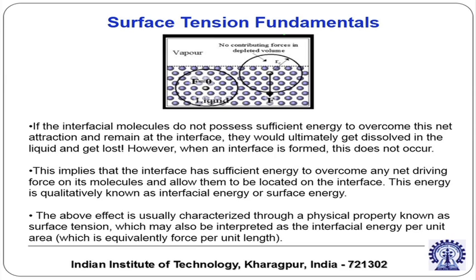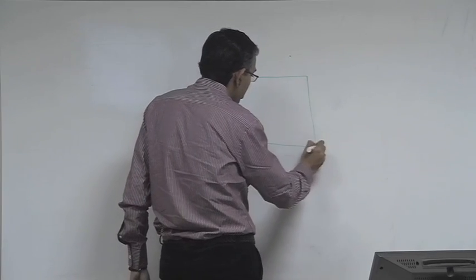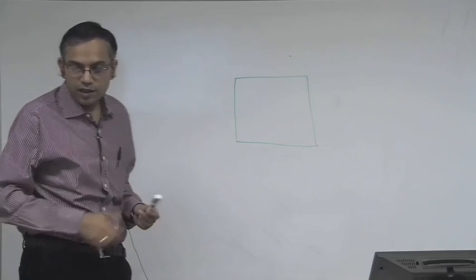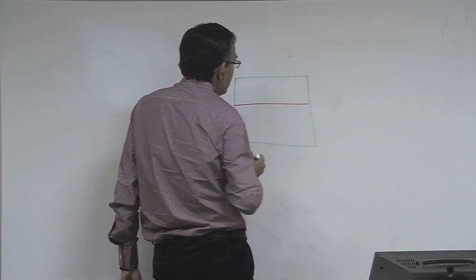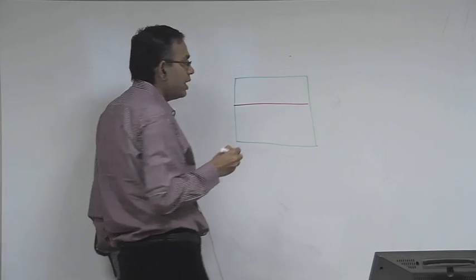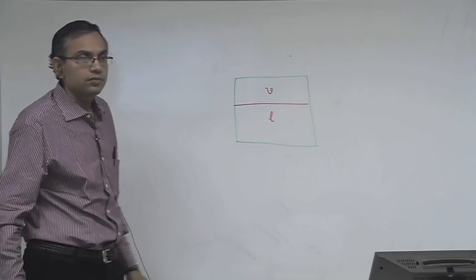We will briefly revisit the fundamentals of surface tension, that is, what is surface tension and why is it important. So, I will come to the board. Of course, it is represented in the view graph also, but we will utilize the view graph mostly for summarizing our observations. Just for simplicity we will not consider a complicated scenario, but a very simple one where you have a container, and there is an interface. The interface separates the vapor from the liquid.